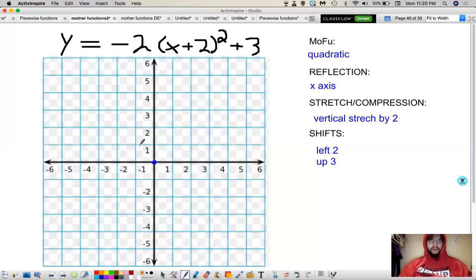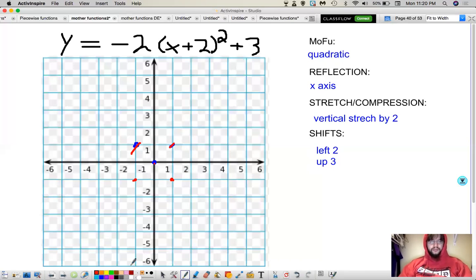Quadratic, so here's my basic points. Now, if I were doing a compression, I'd probably want to put some more points just to make my life easier because I don't want to deal with halves. But I'm not. I'm doing a stretch, so it's fine. And again, you can reflect first or stretch first. Your choice. I do reflections first. Boom, boom, and boom. You're gone.